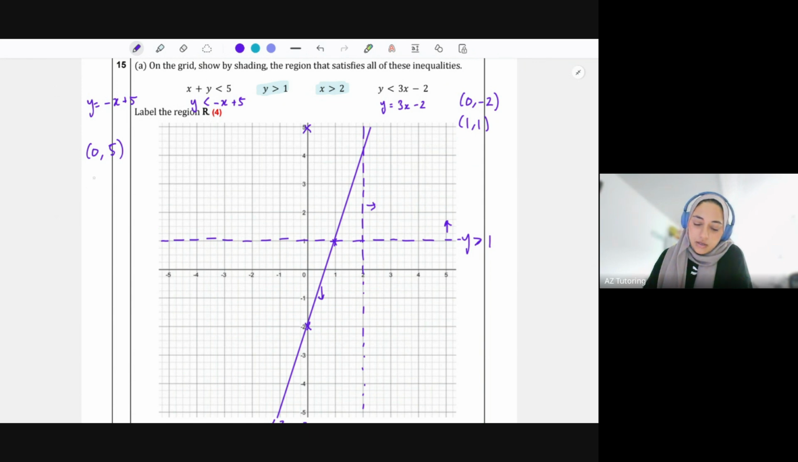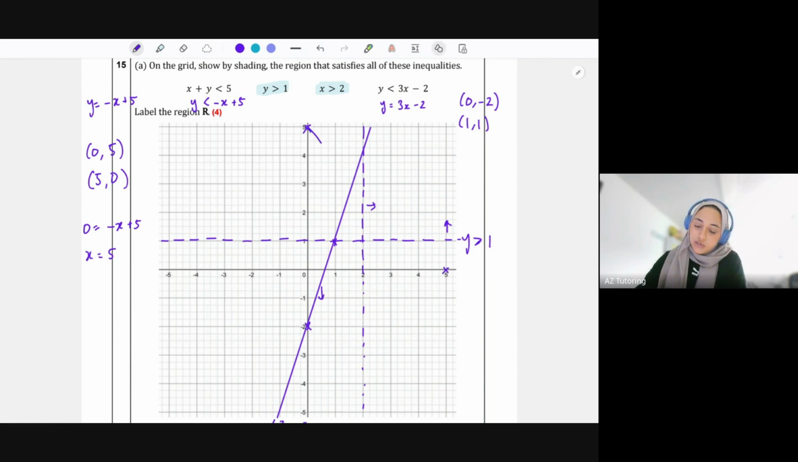Let's make y 0, see what happens here. So if I make y 0, it doesn't matter what coordinates you substitute in, you just need 2 points to be able to draw the line. We've got minus x plus 5. So I need to make x positive, so I'm going to bring it to that side. So I get x equals 5. So we've got 5, 0.